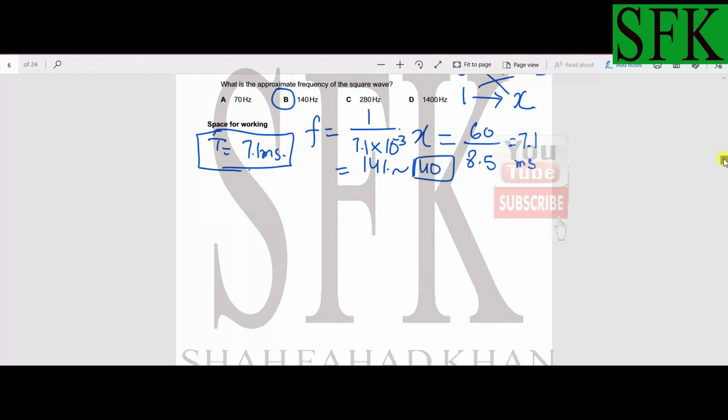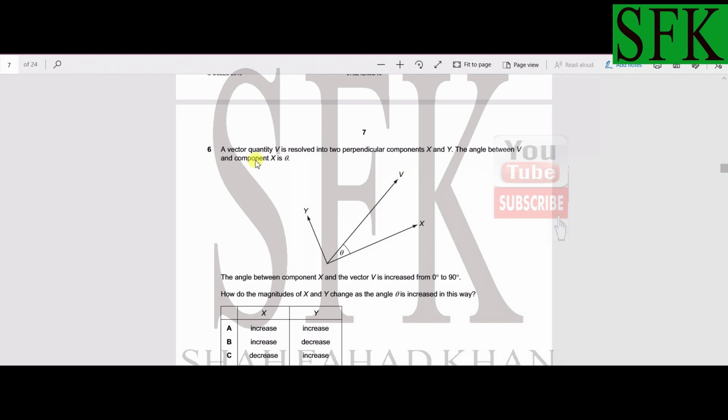Moving on to the next MCQ. All right, in this case, a vector quantity is resolved into its perpendicular components. The angle between these components is theta. The angle between x and the vector v is increased from 0 to 90. Okay, this angle between the components x and v is increased from 0 to 90 degrees.